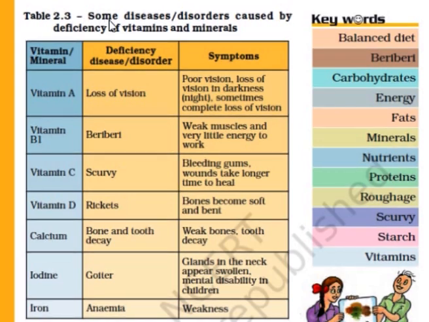In Table 2.3, some diseases and disorders are caused by deficiency of vitamins and minerals. Vitamin A: loss of vision, poor vision, loss of vision in darkness, sometimes complete loss of vision. Vitamin B1: very weak muscles and very little energy to do work. Vitamin C: scurvy, bleeding gums, wounds take longer to heal. Vitamin D: rickets, bones become soft and bend.